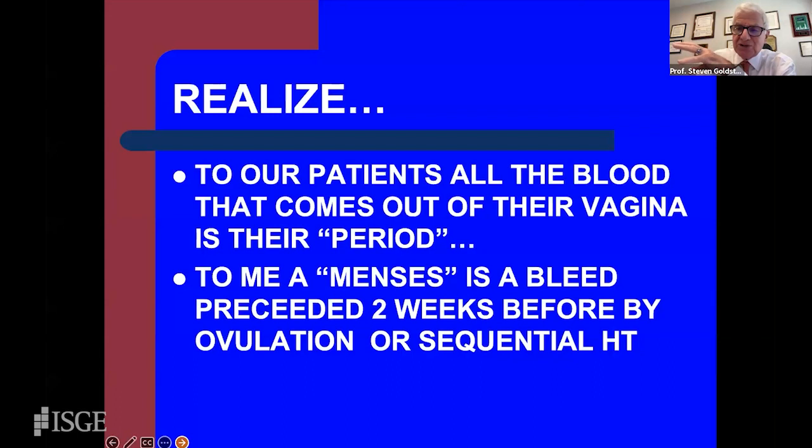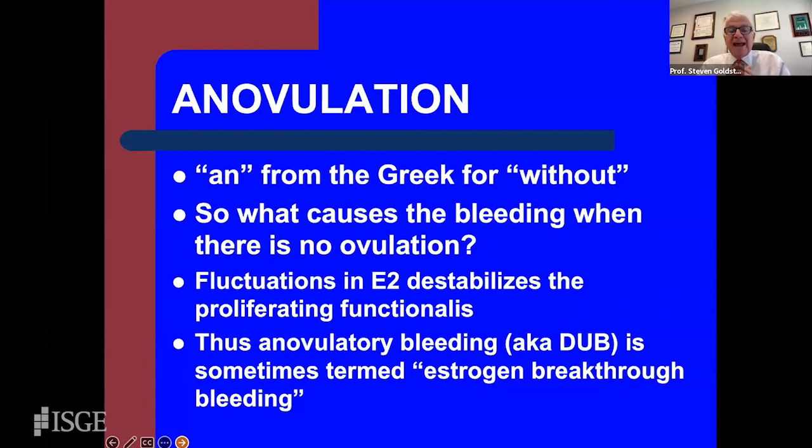To our patients, all the blood that comes out of their vagina is their period. But to me, a menses is a bleed preceded two weeks before by ovulation, or by the use of sequential hormone therapy in a menopausal patient. The "an" in anovulation is actually from the Greek, meaning without.